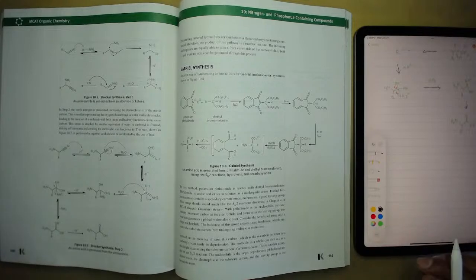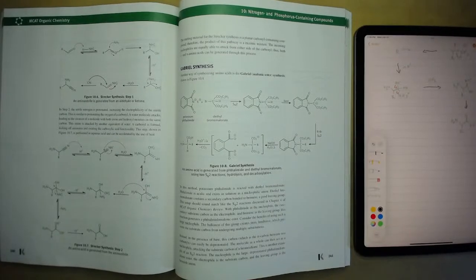The starting material for the Strecker synthesis is a planar carbonyl-containing compound. Therefore, the product of this pathway is a racemic mixture. The incoming nucleophiles are equally able to attack from either side of the carbonyl. Thus, both L and D amino acids can be generated through this process.